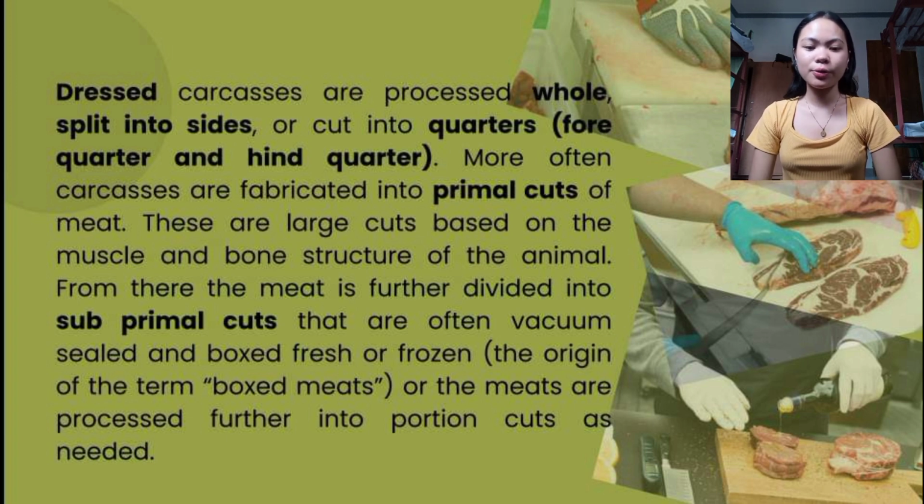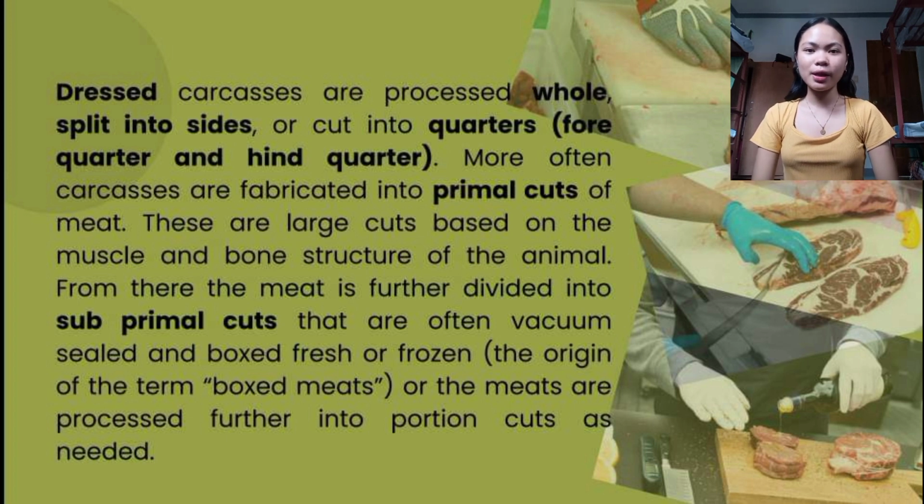Ang carcass po, ito po ay the dead body of an animal, especially one slaughtered and dressed for food. Ang primal cuts naman po ay pieces of the meat initially separated from the carcass of an animal during butchering. Ang example naman po nito ay round, loin, rib, and chuck for the beef, or the ham, loin, Boston back, and picnic for the pork.